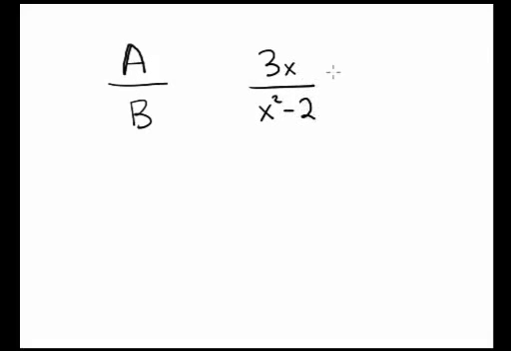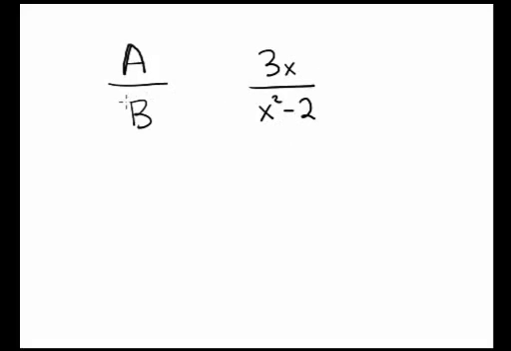Hi scholars, today we're going to spend some time talking about rational expressions, how to simplify them, as well as how to solve rational equations. So first off, what does this word mean? Well, a rational expression is nothing more than an expression of the form a over b, where a and b are polynomials. So for example, 3x over x squared minus 2. This is an example of a rational expression, right?